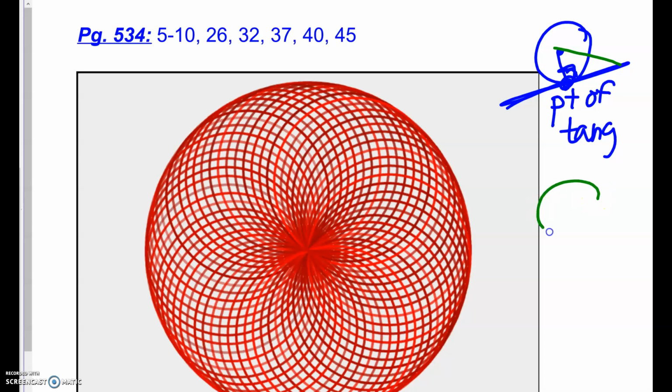And then the second major theorem that we talked about is if this is a point of tangency and this is a point of tangency, and they both come out to a point, these two segments must be congruent. All right, that should be it for today.